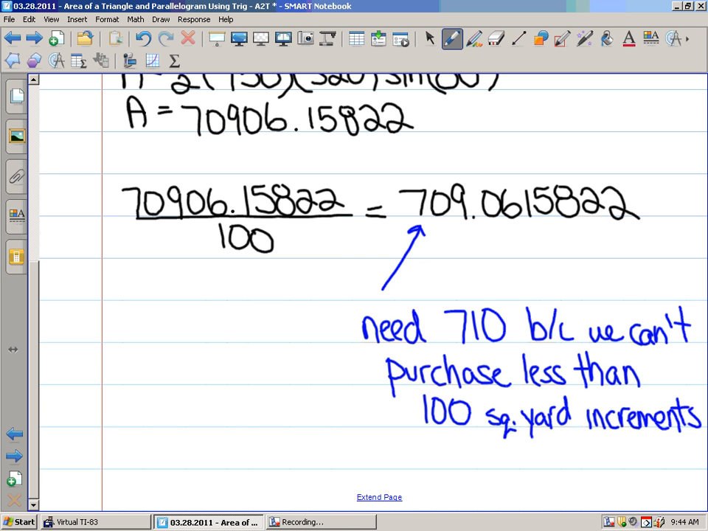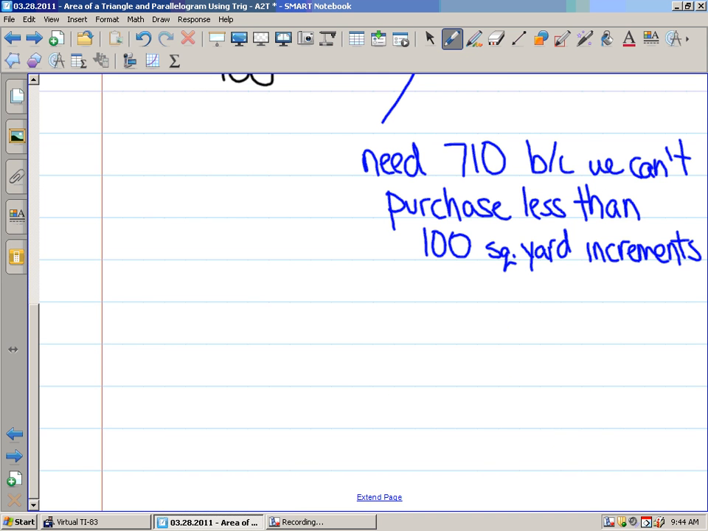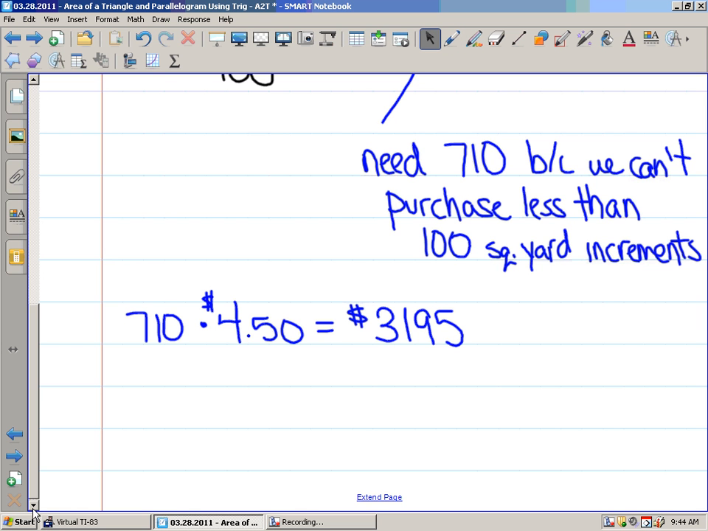Sure, okay. So basically he's got 710 little parcels of pesticide that he's got to buy. What's 710 times 4.50? How much money has he got to throw down on this? Good Lord, that's a lot of money. He's going to spend a little over 3 G's on pesticide. Hope it pays off. Good luck, buddy.